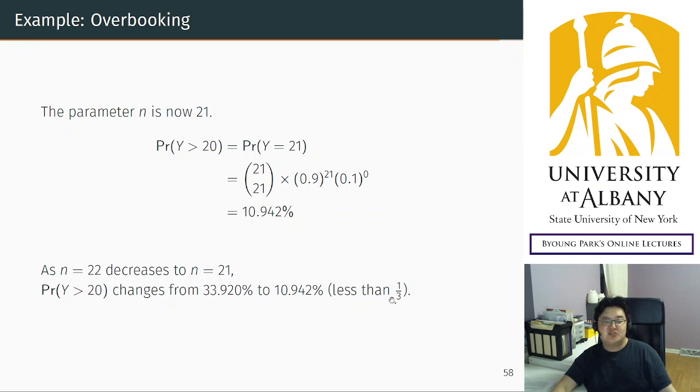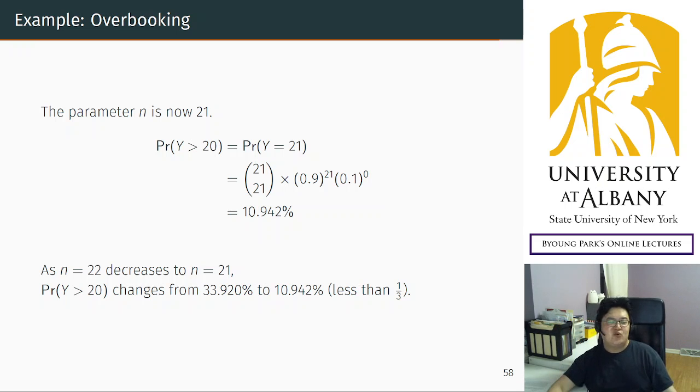So probability changes a lot. So this is another counterintuitive aspect, behavior of binomial distribution. So it is very counterintuitive.